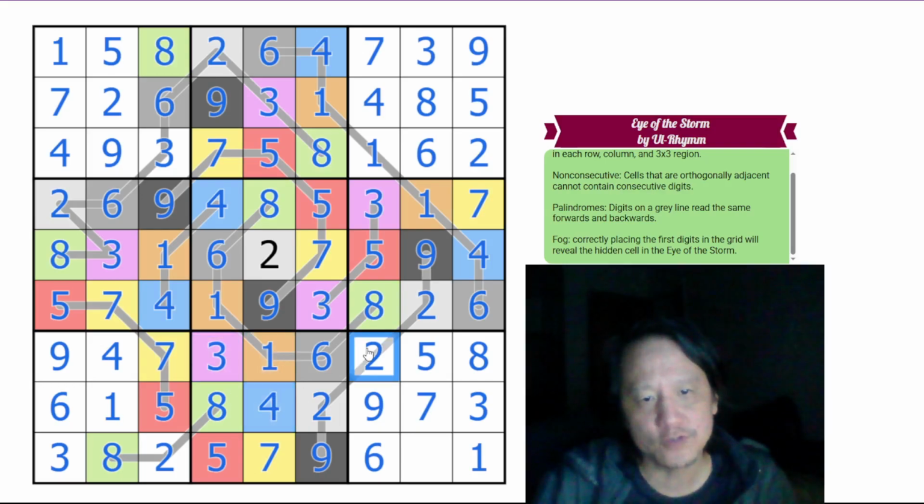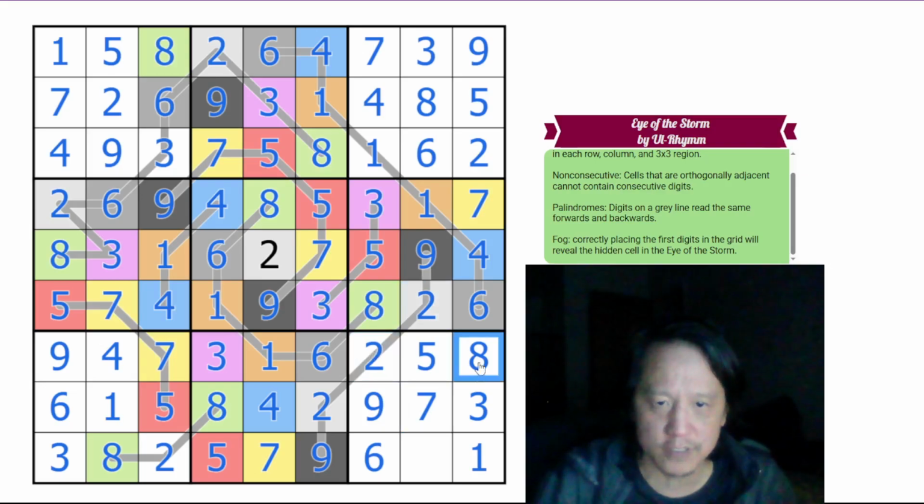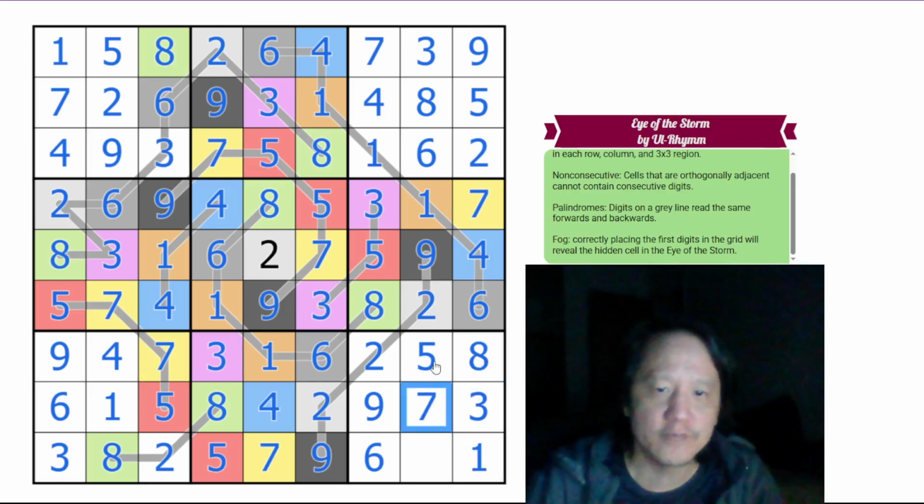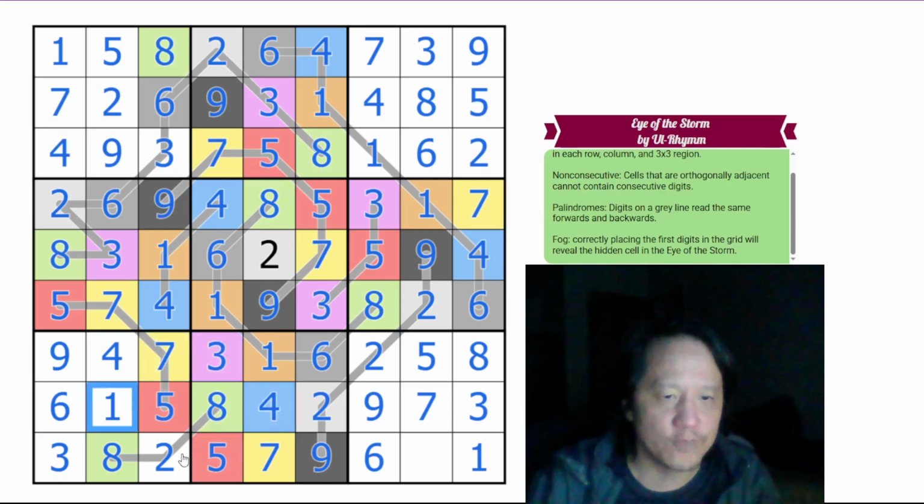1 doesn't have 2. 6 doesn't have 5 or 7. 2 doesn't have 3 or 1. 5 doesn't have 4 or 6. 8 doesn't have 7 or 9. 3 doesn't have 4 or 2. 7 doesn't have 6 or 8. 9 doesn't have 8. 2 doesn't have 1 or 3. 4 doesn't have 3 or 5. 8 doesn't have 7 or 9. 5 doesn't have 4 or 6.